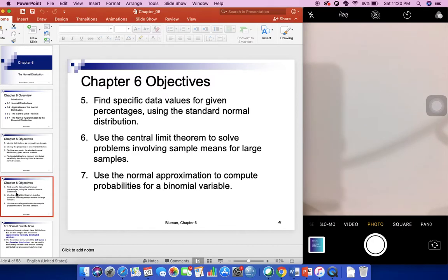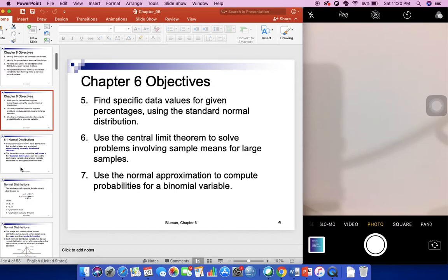Next, we're going to find specific data values for given percentages using the standard normal distribution, use the central limit theorem to solve problems involving sample means, and then use the normal approximation to compute probabilities for a binomial variable.